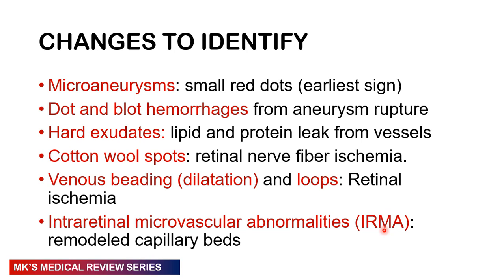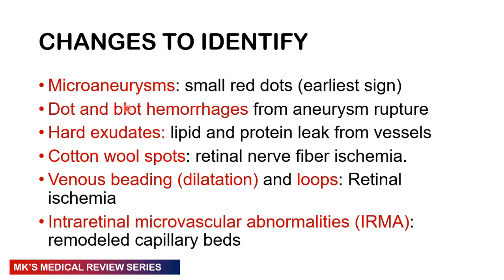So what are some of the terms that I'm going to be mentioning throughout this lecture? You may have microaneurysms, you may have dot and blot hemorrhages, you may have hard exudates, you may have cotton wool spots, you may have venous beading, which is the dilatation and loops, you may have intraretinal microvascular abnormalities, or IRMA. So the microaneurysms are just pretty much these small red dots, and these are just the earliest signs. I will show you what they look like.